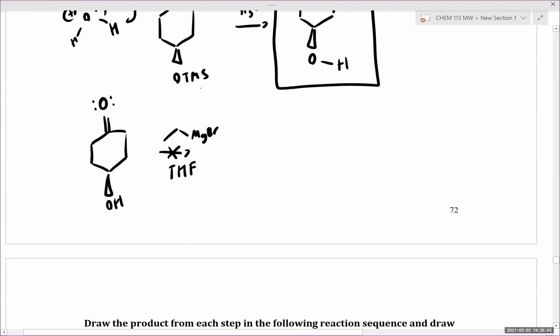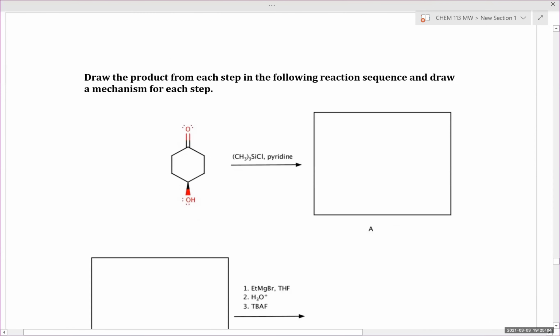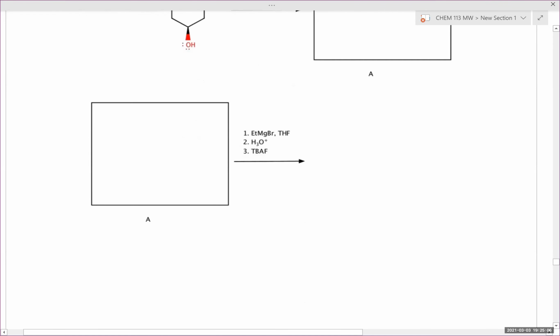Perfect. So then let's keep going now. I just provided another page in case we needed more space.